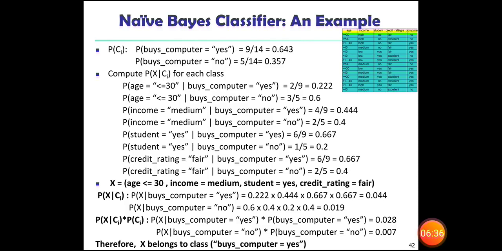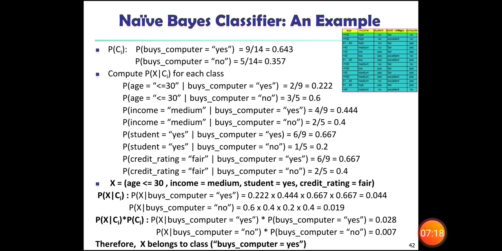You know very well, wherever we have age less than 30, if we count the yes status for Bayes computer, then it will be 2. So 2 by 9, the value will be 0.222. The same way, P of age equal to less than 30, the same age group you are going to take. For that, what is the status of Bayes computer? If it is no, the number of no's, how many times is it there? It is 3 times no is available in the Bayes computer column. So 3 by 5 equal to 0.6.